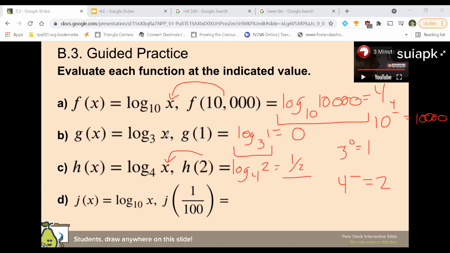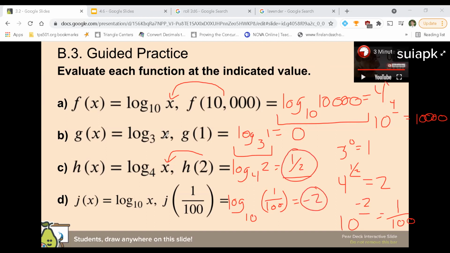Letter D is also kind of tricky. So this is saying G of 1/100 is log base 10 of 1/100. And so I'm asking 10 to the what power is 1/100? And it's -2. The negative moves it to the denominator, right? And then 10 squared is 100. So your answers are 4, 0, 1/2, -2.